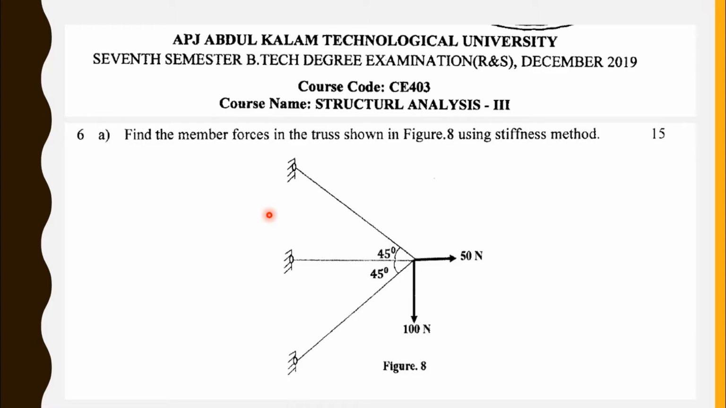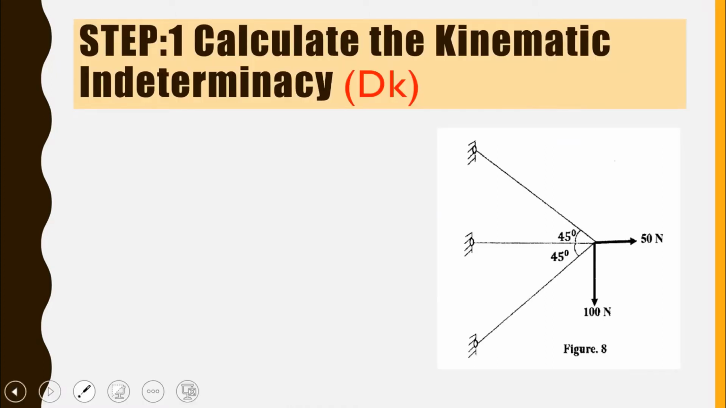So our first step is to calculate the kinematic indeterminacy. And we know how to calculate the kinematic indeterminacy of the truss member. I have done a video exclusively for the calculation of kinematic indeterminacy. If you have any doubt, you can refer to that.